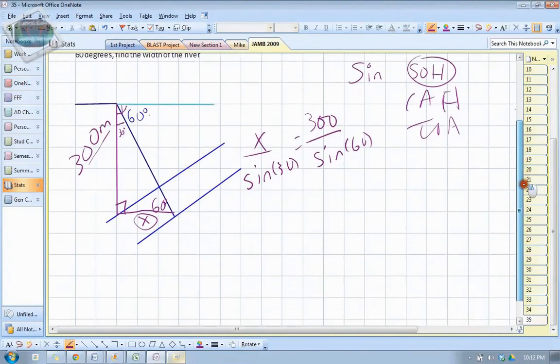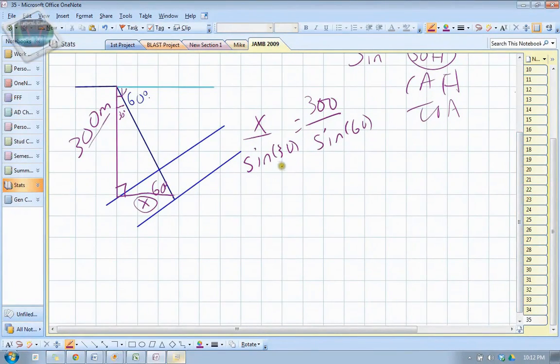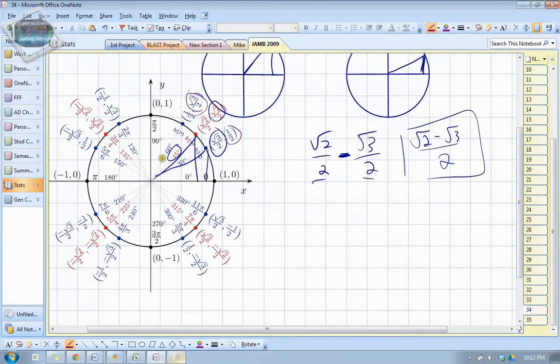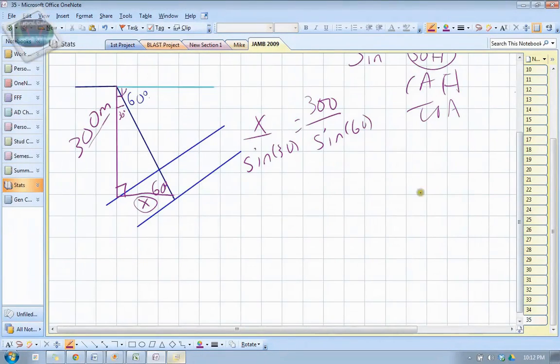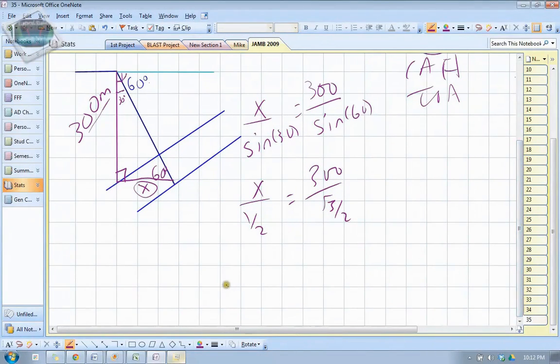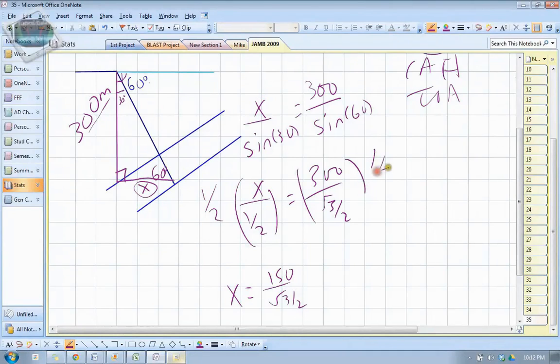And so the sine of 30 degrees is 1/2, and the sine of 60 degrees is root 3 over 2. Let me just double check that. So the sine of 60, yes, okay. So we're going to have x over 1/2 is equal to 300 over root 3 over 2. This is the same thing as saying x is equal to 150 root 3 over 2, and I can say that because basically what I did was I said times 1/2 to both sides. So that's how I got this far.